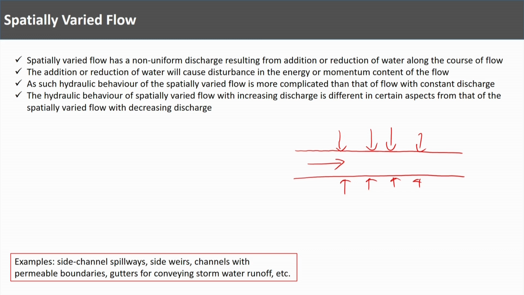Water may be added to the channel, in which case the discharge is increasing, or water may be reduced, due to infiltration or a side weir. In that case this is spatially varied flow with decreasing discharge. The addition or reduction of water will cause disturbance in the energy and momentum content of the flow. Whatever water is entering or coming out of the channel will disturb the energy and momentum content of the flow.